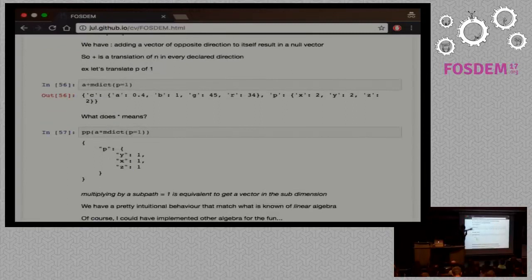So this is a translation of 1, and I'm applying it only on P. And it's working like it should. X is equal to 2, Y to 2, and Z to 2. So multiplying in my context with this is kind of saying that we are subselecting the dict. And this dict is looking like a vector.